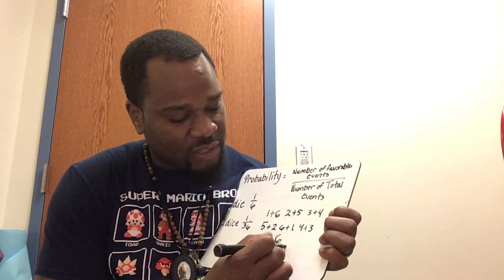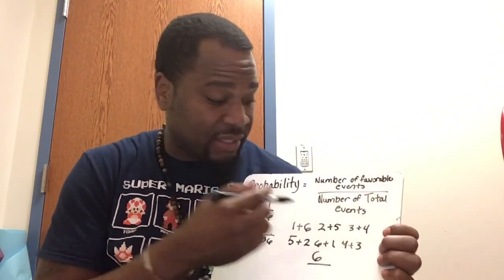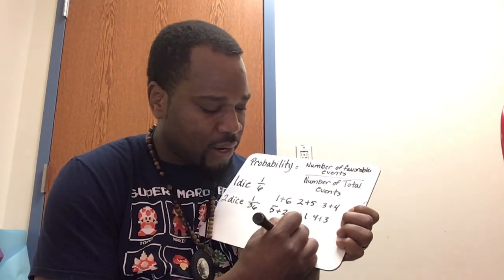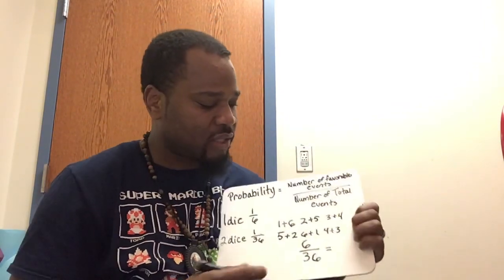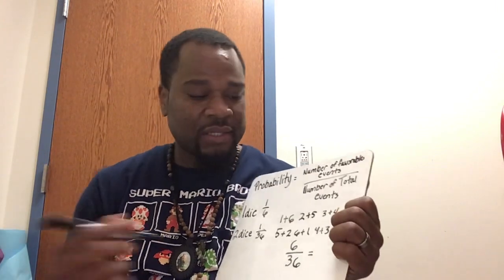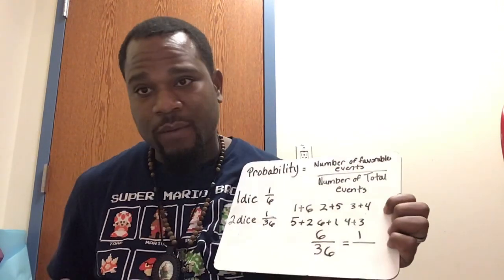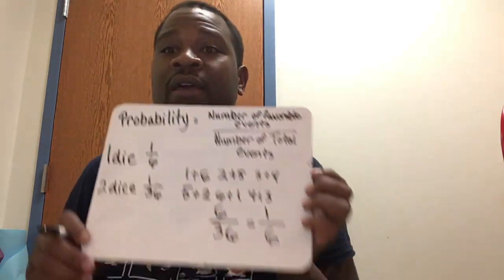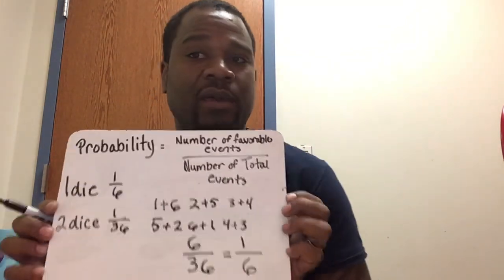My fraction will be 6 over 36. The 6 is the number of favorable outcomes: I can get 7 six different ways, and the total number of outcomes is 36. If I reduce this fraction, we can just divide by 6. I'm going to have 1 as my favorable outcome and 6 as my total outcome. That shows you how to use probability, and you can do the same thing with other numbers.